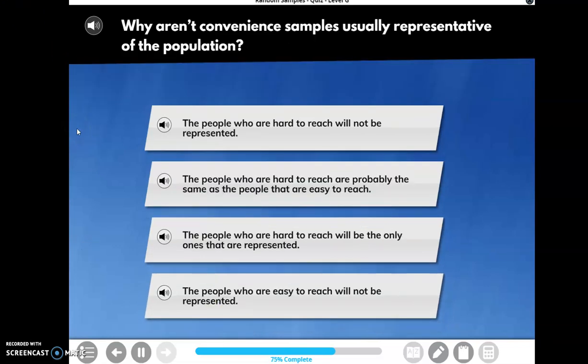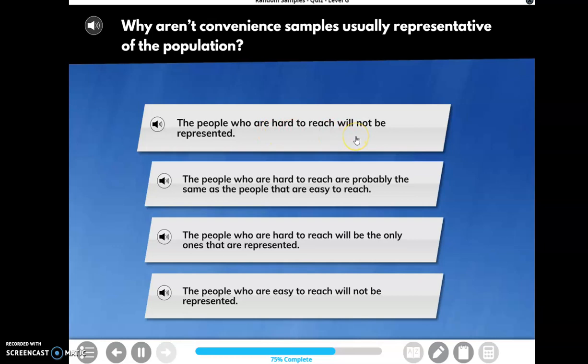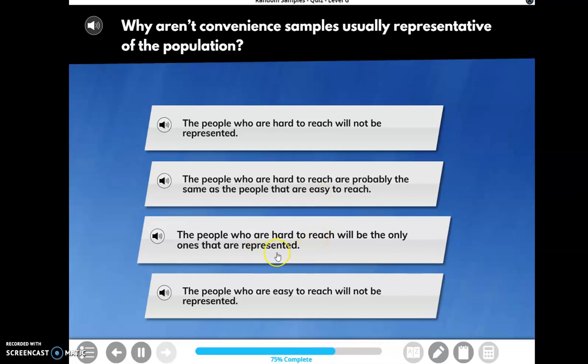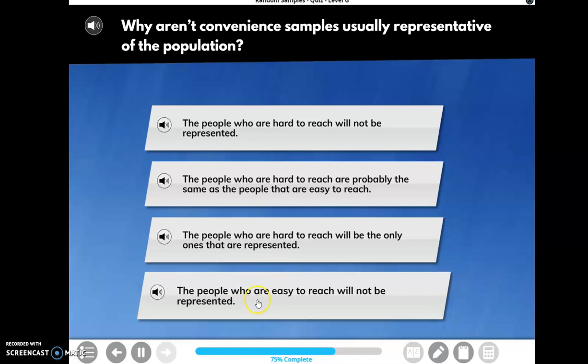Okay, here's a good question. Why aren't convenience samples usually representative of the population? People who are hard to reach will not be represented. People who are hard to reach are probably the same as the people that are easy to reach. People who are hard to reach will be the only ones that are represented, or the people who are easy to reach will not be represented.